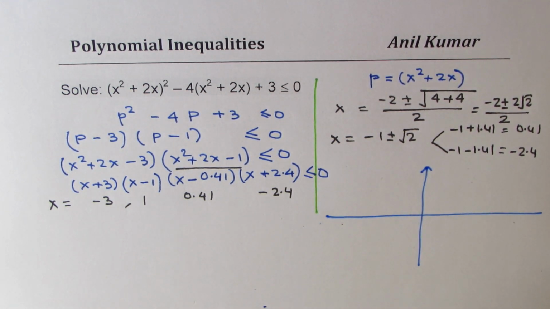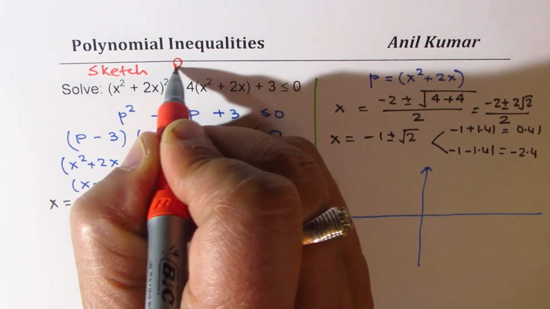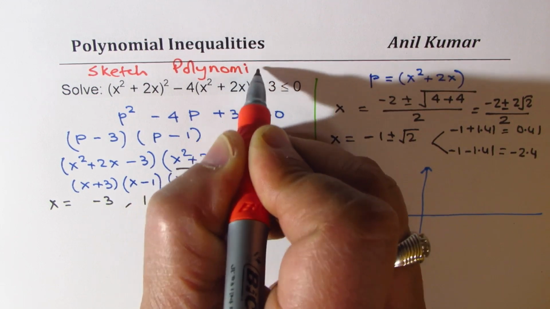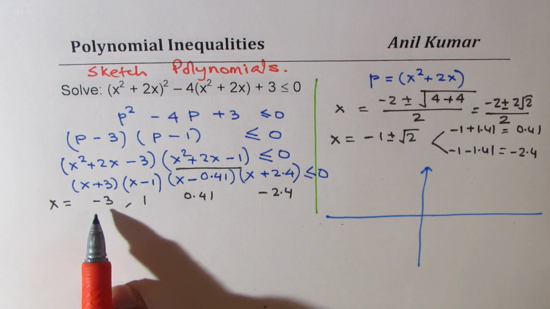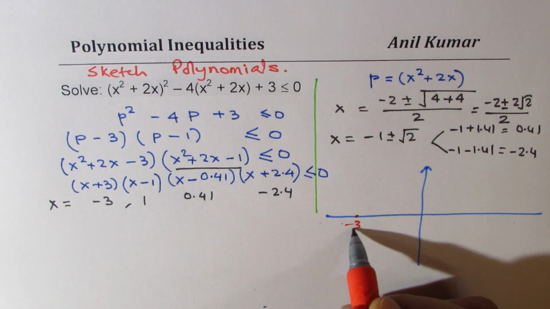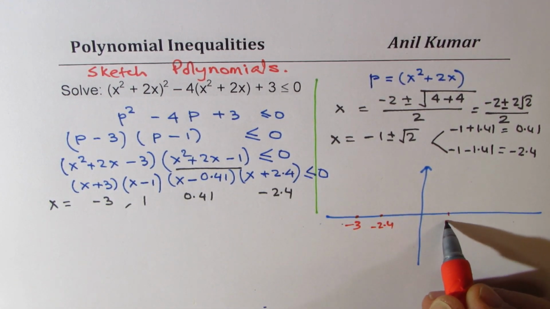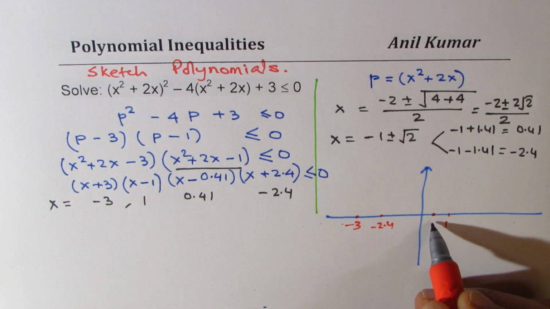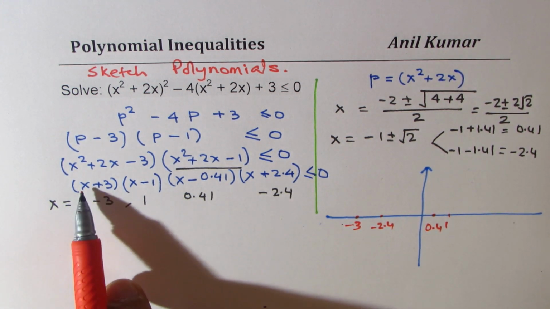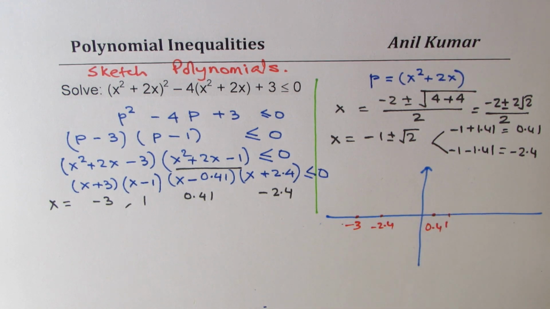So polynomial sketching. What I'd like you to review for this exercise is also how to sketch polynomials. So I'm not using a table of values, correct? So we have 4 zeros, one at minus 3, this is at minus 2.4, and then we had one at 1, and this is at 0.4, right? Leading coefficient is positive, right side up. All are linear zeros, right? So these are the 4 zeros for us.